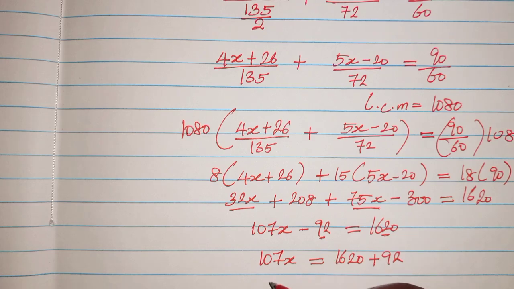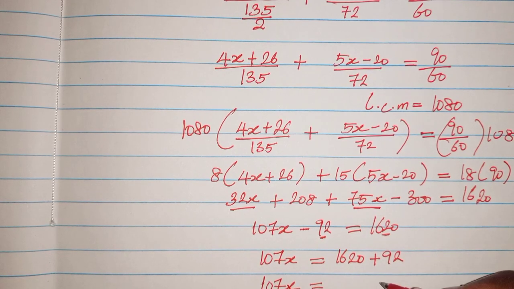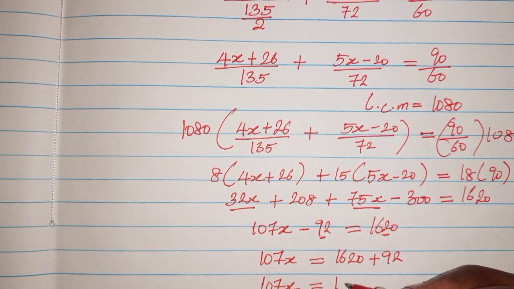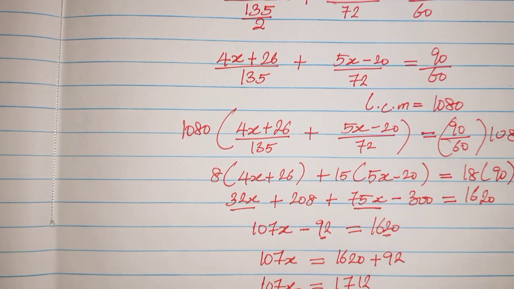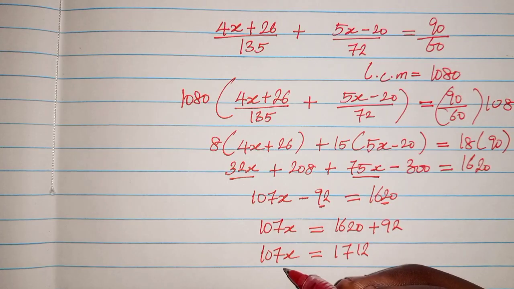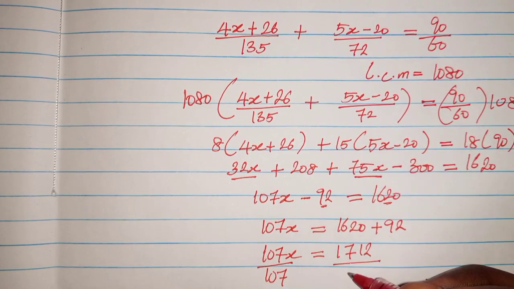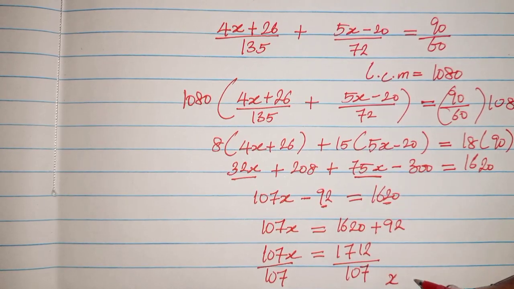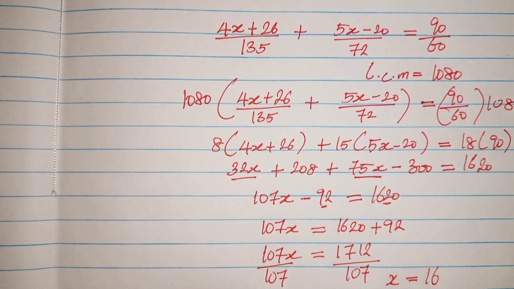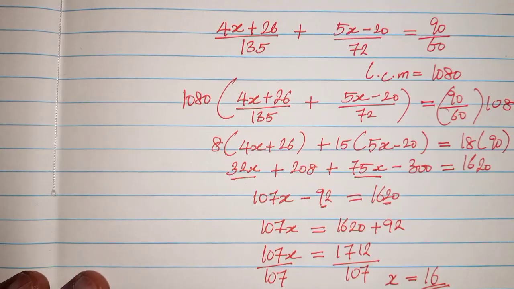Now the next thing we need to do is to add them up. So 107x is equal to the addition of 1620 plus 92. That will give us 1712. Then for us to find the value of x, we need to divide by the coefficient. So when you divide this by 107 and you also divide this by 107, our x will be simply 16. Okay, value of our x will just be simply 16. So here ends the solution to our question.